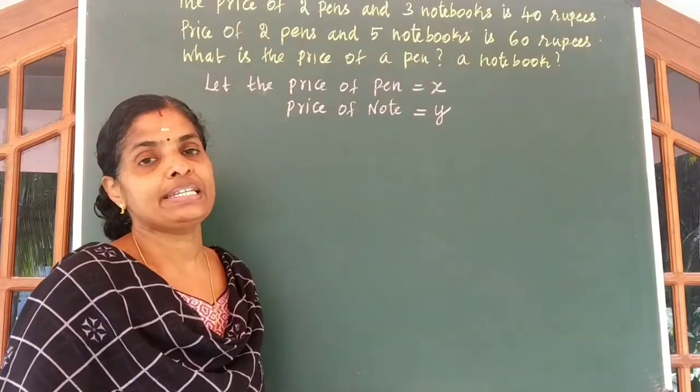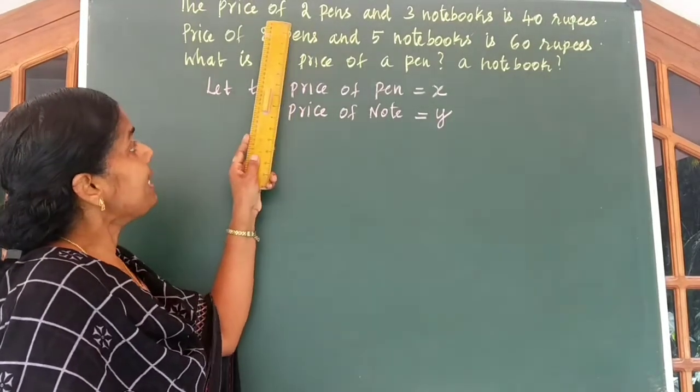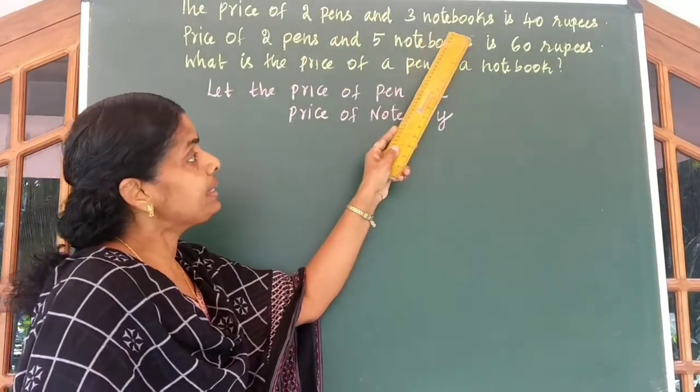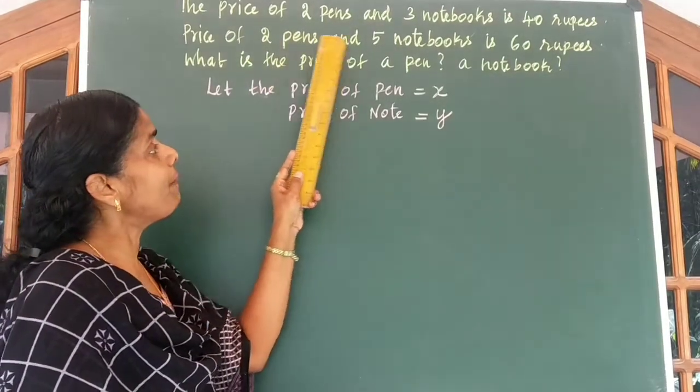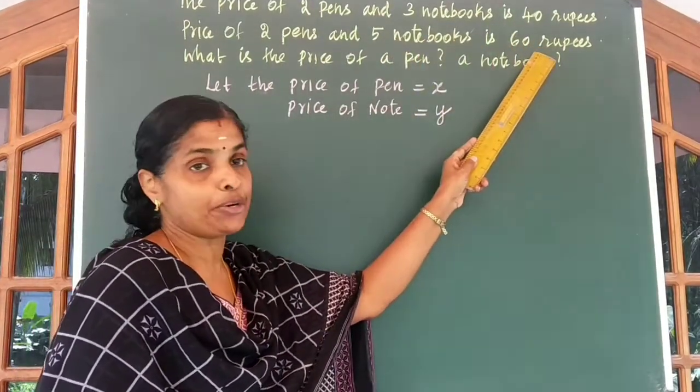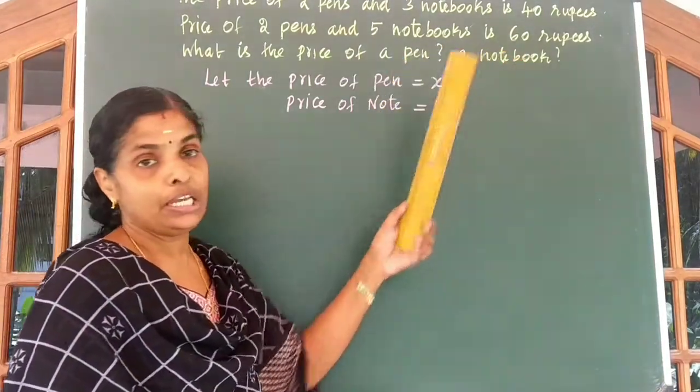Come to the third question, children. A worked out example in your textbook. Price of 2 pens and 3 notebooks is 40 rupees, and the price of 2 pens and 5 notebooks is 60 rupees. You are asked to find the cost of a pen and a notebook.